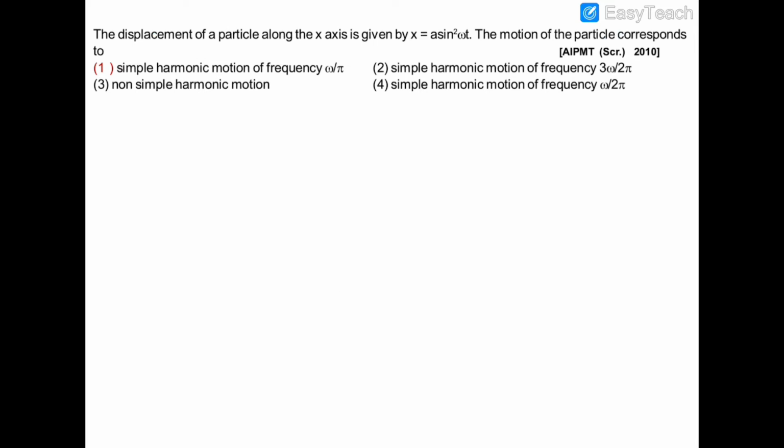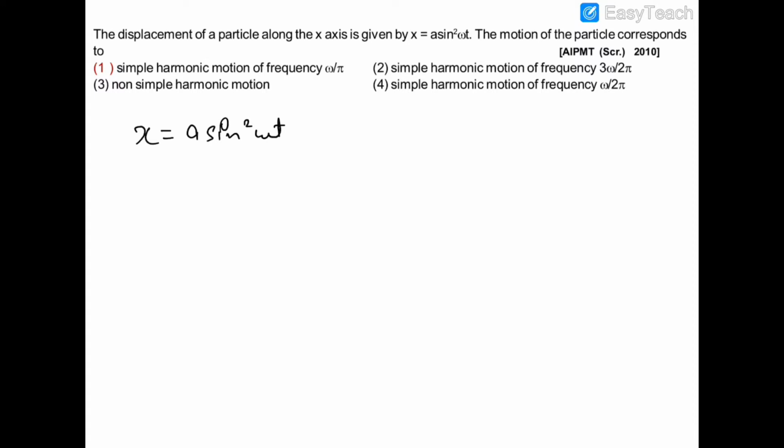Now in this question, the displacement of the particle along the x-axis is given by x is equal to a sin square omega t. So we have to find out which motion this corresponds to. Now when x is equal to a sin square omega t, you should always try to write this equation in the simplest sine or cos function. Simplest, I mean that you have to write it in either only sine or only cos. So you have to convert the sine square to sine or cos.